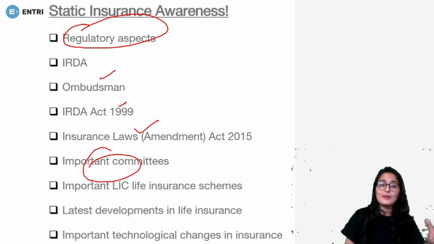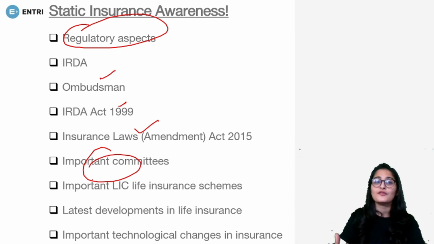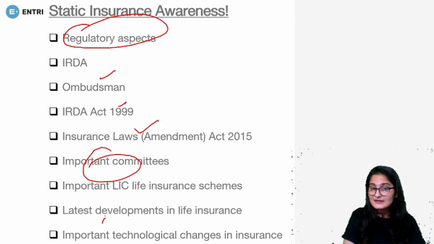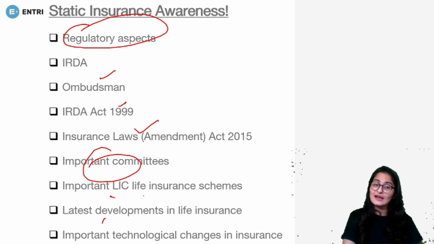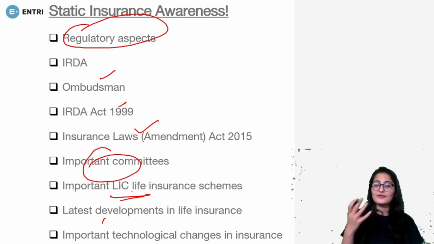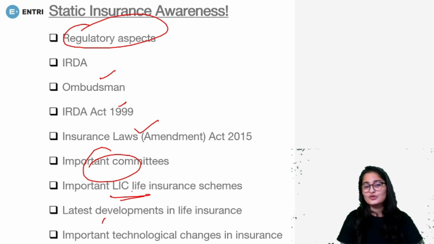In which year was a committee formed? Who was the chairperson of that committee? All of these things are important. Then important LIC schemes in general. Obviously, when you're preparing for LIC, you have to know about LIC schemes also.